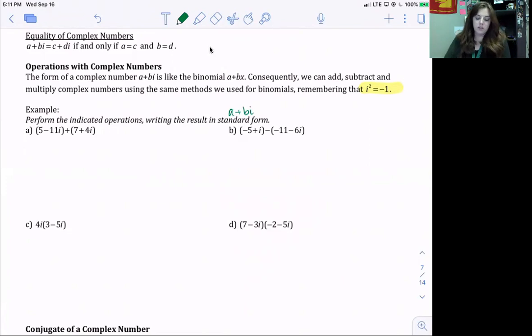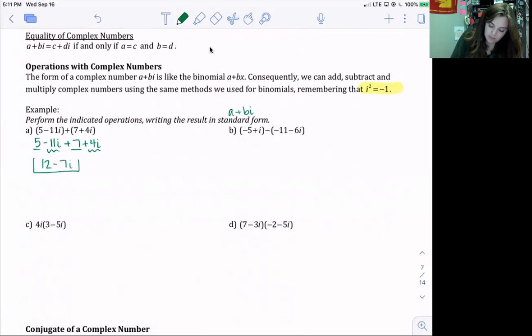Okay. So looking at a, we have 5 minus 11i plus 7 plus 4i. So I'm going to rewrite this without the parentheses, and then we're just going to combine like terms. So 5 plus 7 is 12, and -11i plus 4i is -7i. And that's our simplified expression.